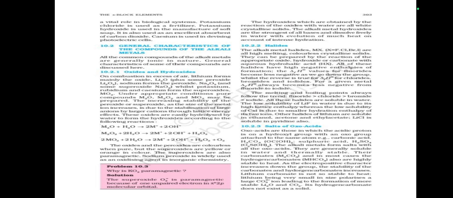All of these halides have high negative enthalpies of formation. The delta H values for fluorides become less negative as we go down the group. For bromides and iodides of a given metal, delta H always becomes less negative from fluoride to iodide. The melting and boiling points always follow the trend fluoride, chloride, bromide, iodide. All these halides are soluble in water.